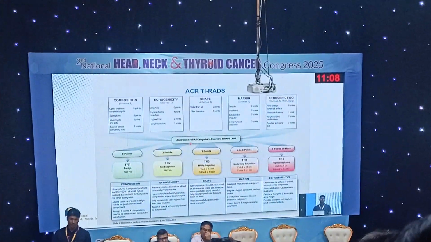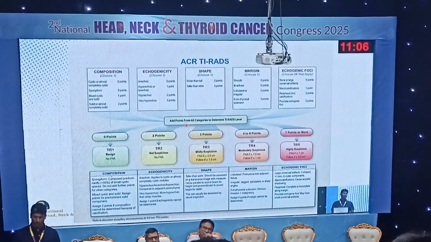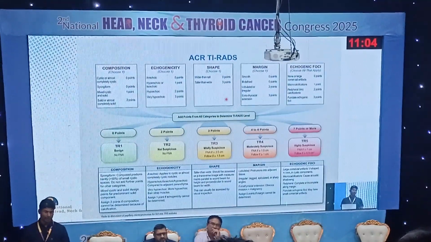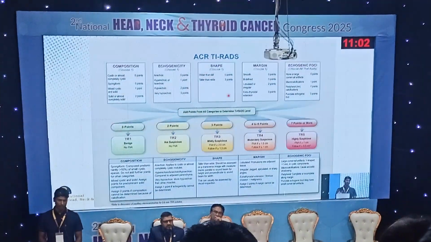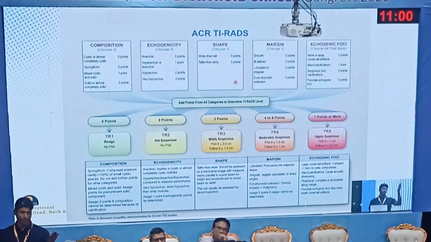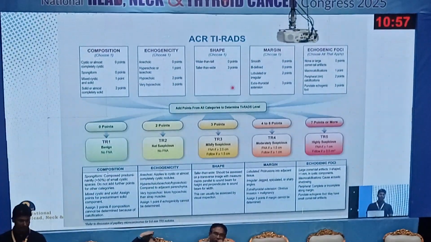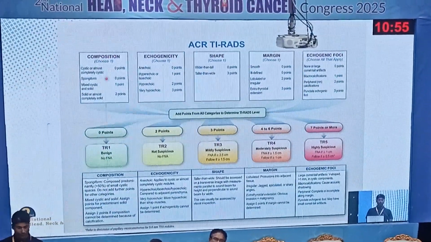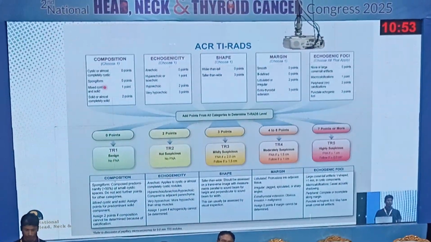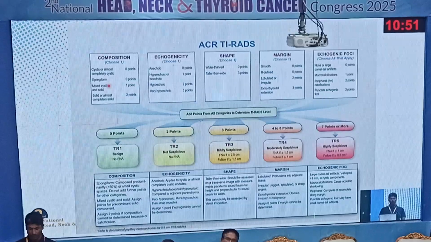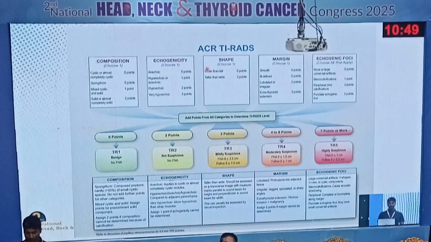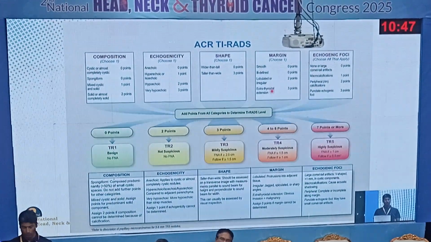It's difficult to remember all these points. So even in Tata, what we do is take a printout, laminate the paper, and put it in front of us, and then look at each feature and then the scoring system. That's the easiest way to calculate. You see the composition, echogenicity, shape and margin. Each one we will see individually.